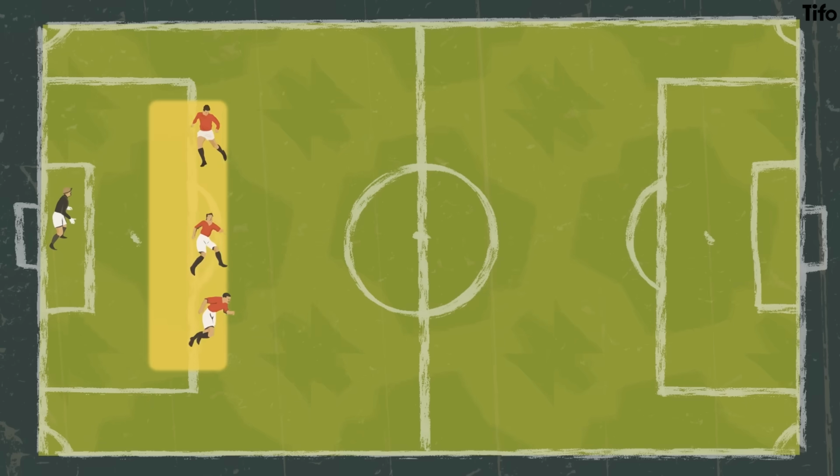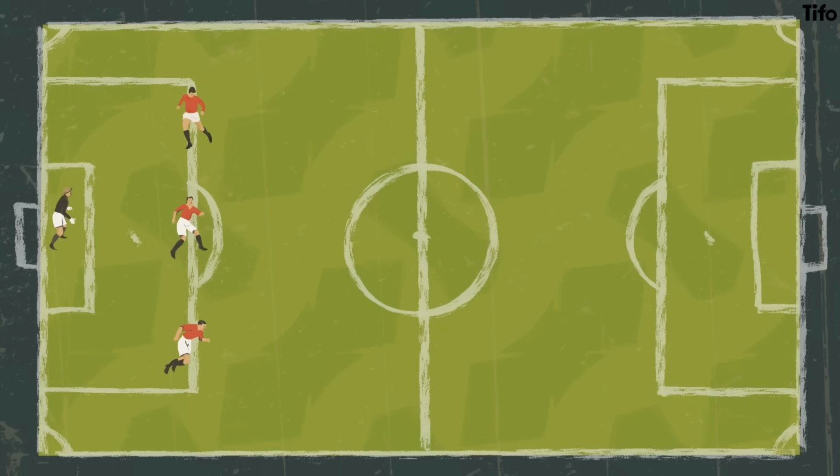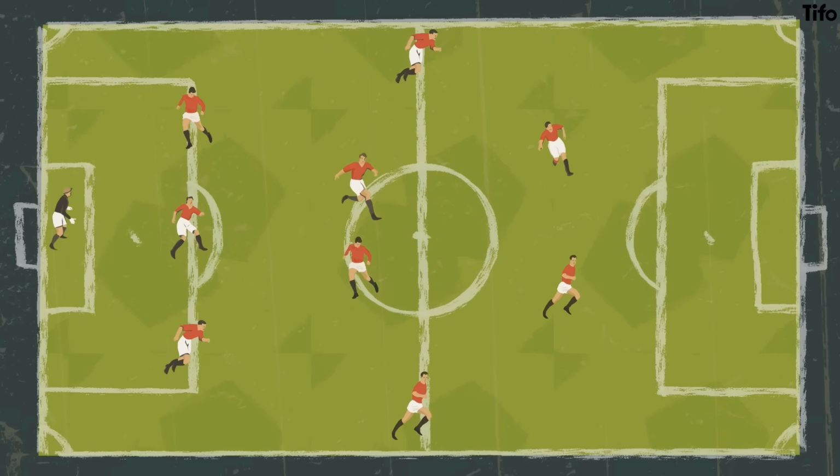There are different types of three-at-the-back system, but the 3-4-3 is the most common, with its three centre-backs, two modern wing-backs, a double pivot, two free-roaming 10s, and a striker. But what are the natural advantages and disadvantages that come with the 3-4-3?